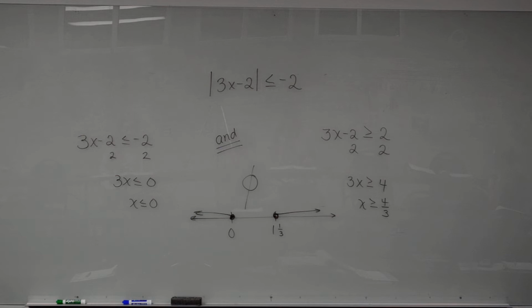I put the 4/3. Oh, on the wrong side? Yeah. Okay. Because 4/3 is the same as 1 and 1/3, so you know that that's more than 0. So you just flip them.